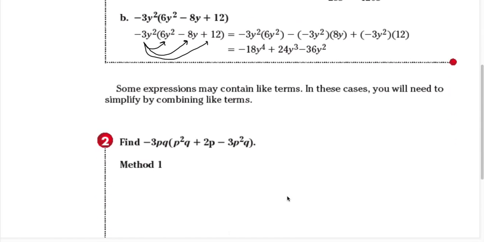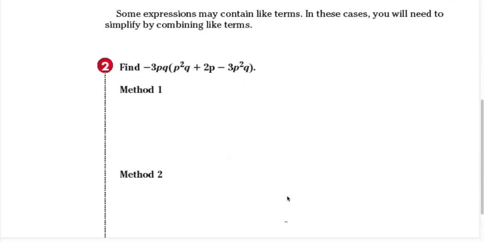Okay, so some expressions may contain like terms. In these cases, you will need to simplify by combining like terms. So let's take a look at method 1 again. In method 1, multiply first and then simplify by combining like terms. So we need to multiply and then we need to combine like terms.